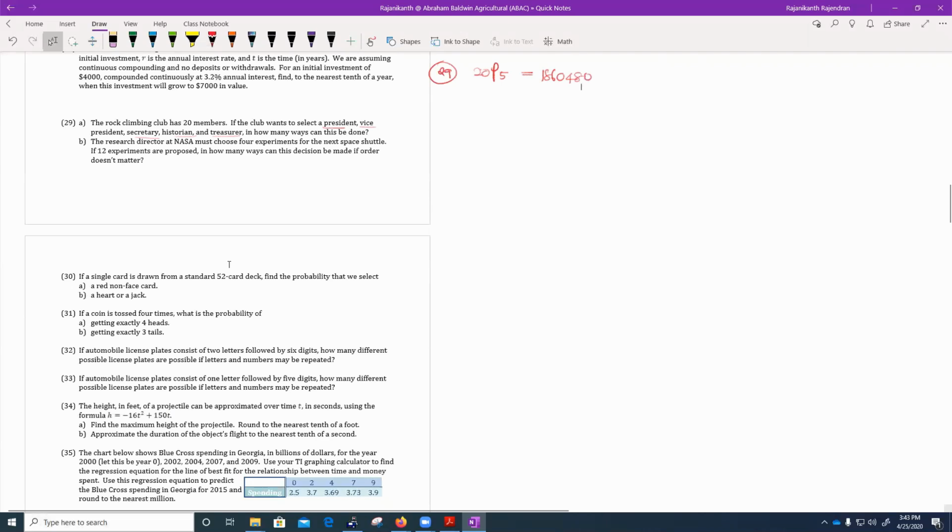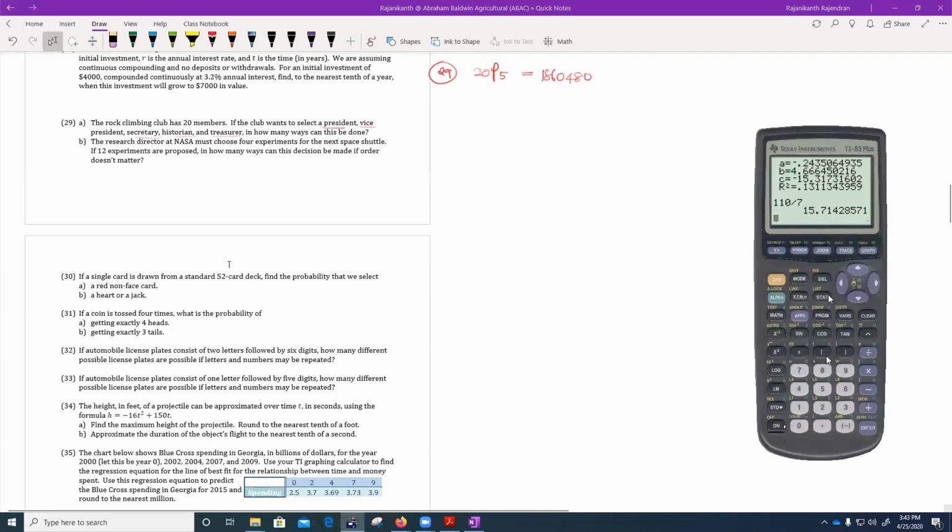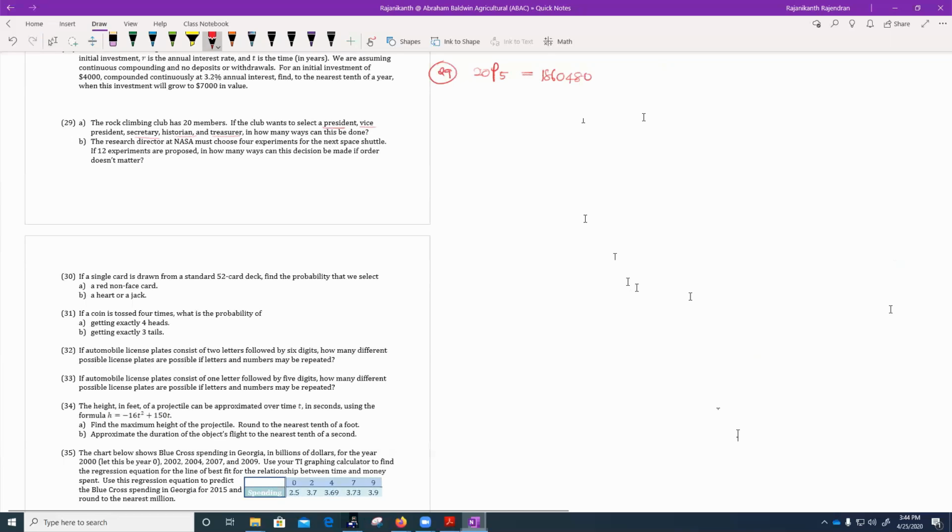So let me confirm that answer. First, we need to type the number 20, right? Then go to math, PRB, and nPr. Now I need to type 5 here. So that is 20P5, 1,860,480. Yes, correct. So this many ways we have to select those 5 from 20. So this is part A.